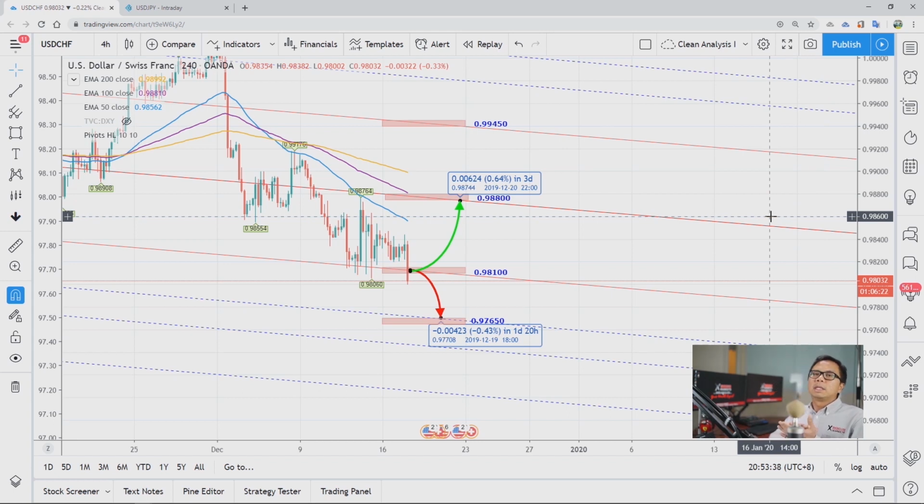So I think guys, these are the few pairs that I provided you, and of course please mark down the levels, the support level and the resistance level, as these are very important levels that will help you in the trading for this week.